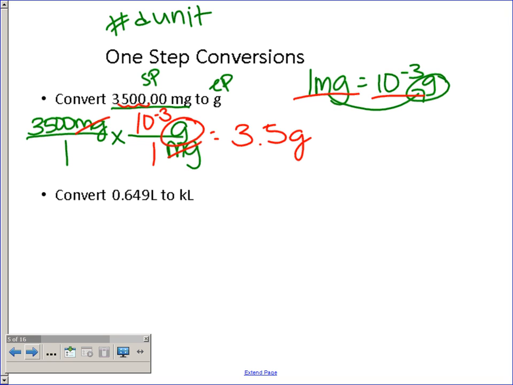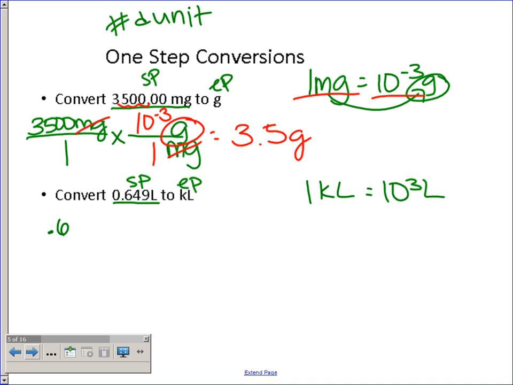Now the next one says convert 0.649 liters to kiloliters. So before we start, let's identify our starting point and our ending point. Starting point is the number associated with a unit. Ending point is an empty unit. And write our equivalence measure. 1 kiloliter is equivalent to 10 to the third liters. 1 always goes with your prefix unit. 10 to the whatever always goes with your base unit.